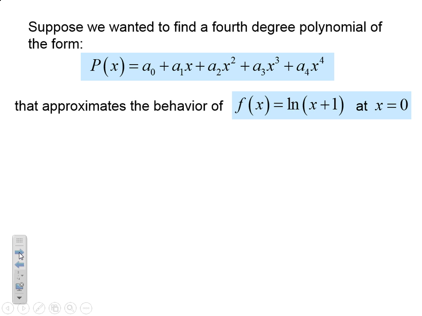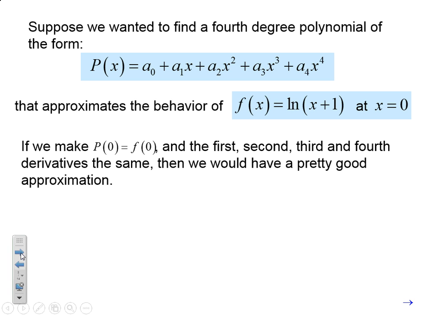So here we go. I want to approximate the behavior of the natural log of x plus 1 at x equals 0. So what's going to have to be true? Well, our polynomial at 0 should be the same as our function value at 0. And this should be true for the first derivative and the second derivative and the third, and so on, to get a good approximation. Okay, so that's what we're going to go through. Are you ready?